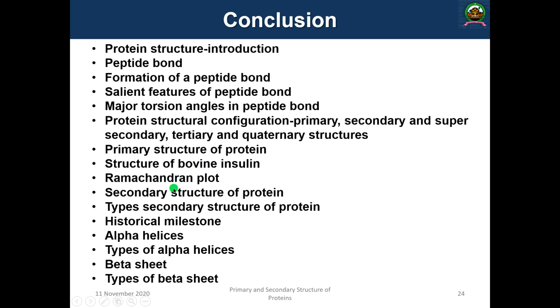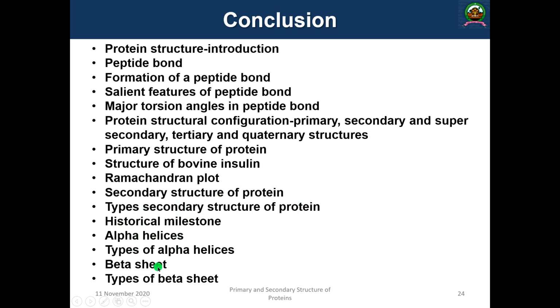Then what do you mean by Ramachandran plot? This is very important. It is based on the psi and phi angles of the polypeptide chain. Then the secondary structure of the protein. What do you mean by secondary structure? It's the local conformation of the protein. That is known as secondary structure. There are many types: helices and sheets. Helices are of different types: alpha helices, right-handed helices, left-handed helices, three-ten helices, pi helices, etc. Then sheets are parallel and anti-parallel. What are the historical milestones? Especially Robert Corey, Linus Pauling and Hermann Branson's contribution. Then we discussed alpha helices in detail, the types of alpha helix, right-handed and left-handed. What do you mean by right-handed and what do you mean by left-handed?